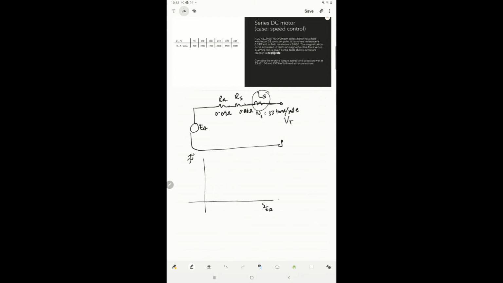So obviously EA is here, and you have MMF F here. You have EA values of 95, 150, 188, 212, 229, and 243, and then the MMF values of 500, 1000, 1500, 2000, 2500, and 3000. So it will probably look like this. This would be your plot.